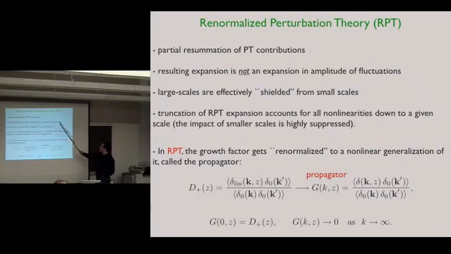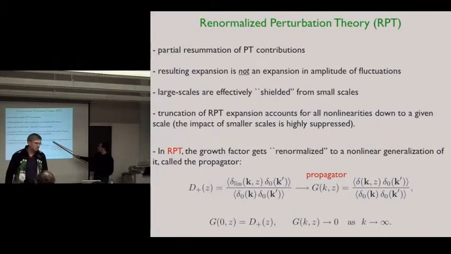An important property is that once you do this kind of thing, you'll see that the large scales are effectively shielded from the small scales where things are highly nonlinear. And so, differently from the standard approach, you can actually truncate this expansion to a certain order, and the terms that we are throwing away only become important at very small scales. So if you are looking at large scales, then you're fine. Okay, so that's going to be the strategy.